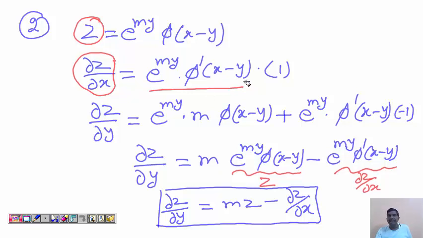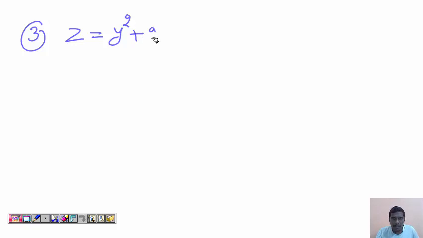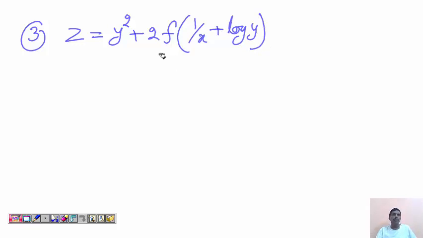This is our partial differential equation with respect to a given equation which contains the arbitrary function. In the same way, we take one more problem, problem number 3. For this, let us take a little bit more complicated one. Let us say z is equal to y square plus 2 into f of 1 by x plus log y. Here you have to eliminate this arbitrary function f.